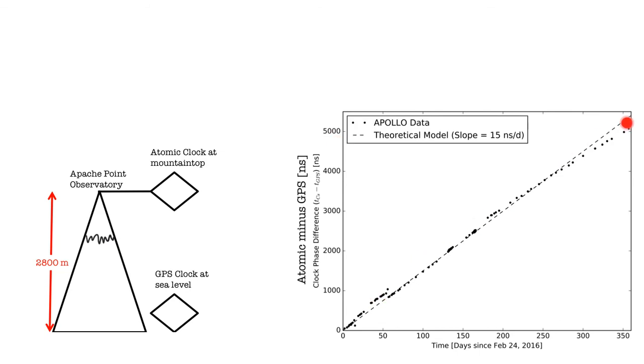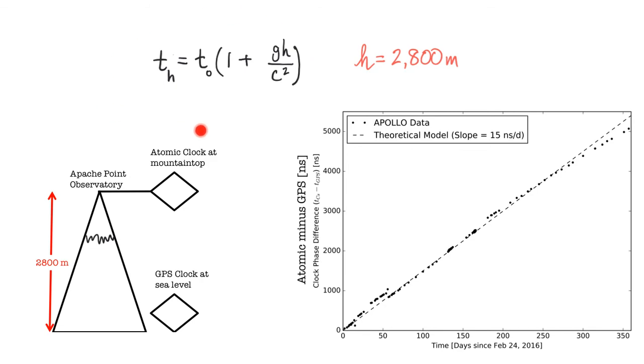So the black dots are the data, and the dashed curve represents the theoretical prediction given the equation that we've seen before, which is exactly the same equation that Pound and Rebka were working with, except instead of a 20-meter tall tower, we have a 2,800-meter tall mountain. So the effect for us is going to be 100 times more substantial than it was for Pound and Rebka. So it's quite kind of nice. We did not build this Apollo experiment to measure gravitational time dilation, but along the way we realized that we had the ability to do so. And here's some actual data from that experiment.